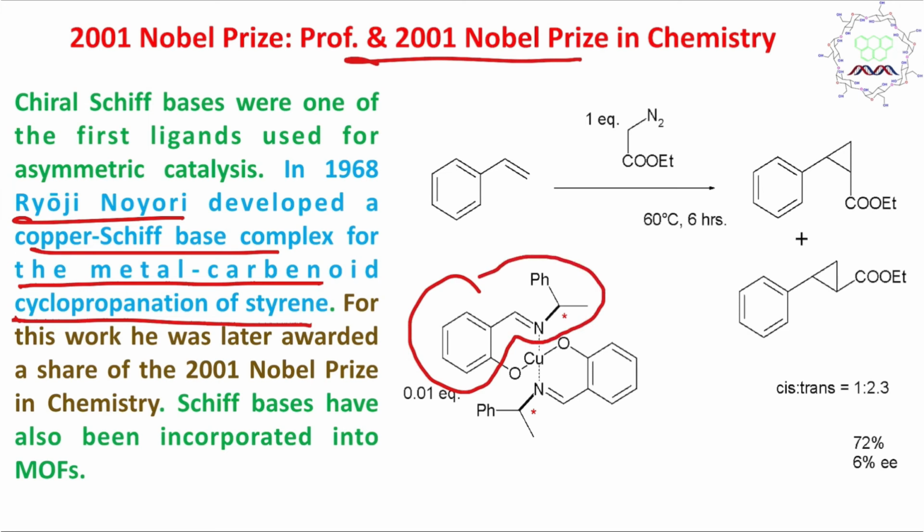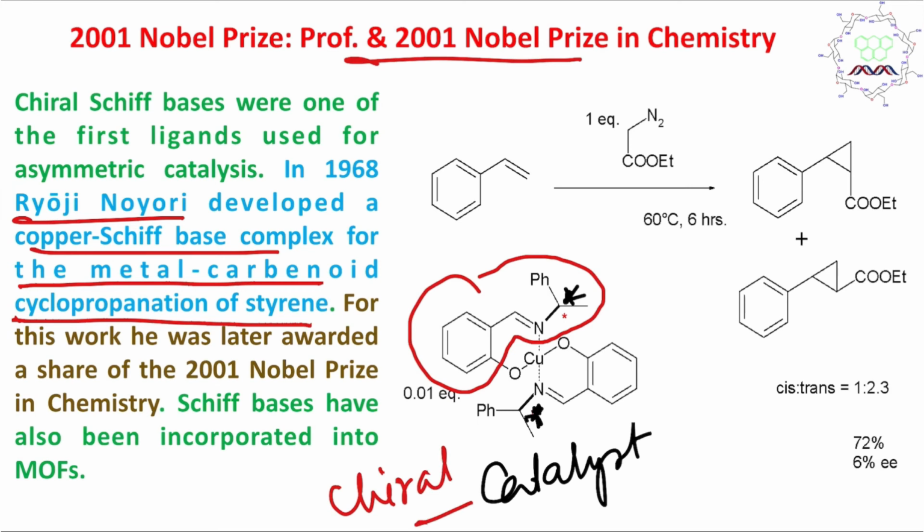But here you can see the asymmetric centers. Similar here, this catalyst, you may consider this is a chiral catalyst. Since it's a chiral catalyst, it results in enantiomeric excess. Okay, so that's the interesting thing, and this work is related to the 2001 Nobel Prize of Professor Noyori.